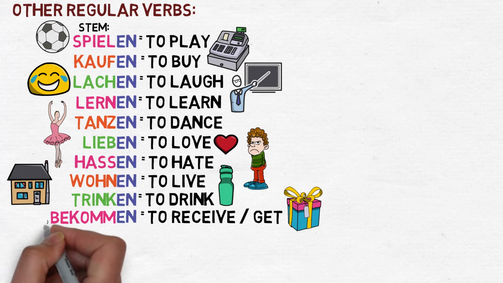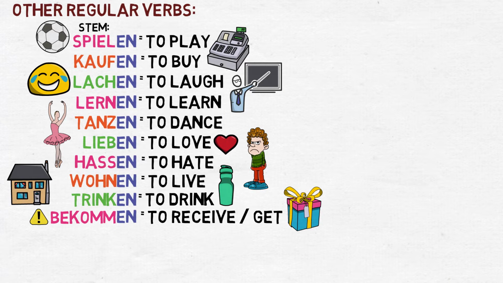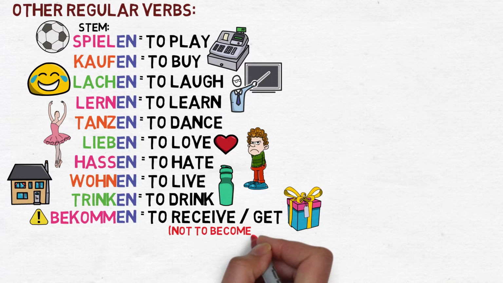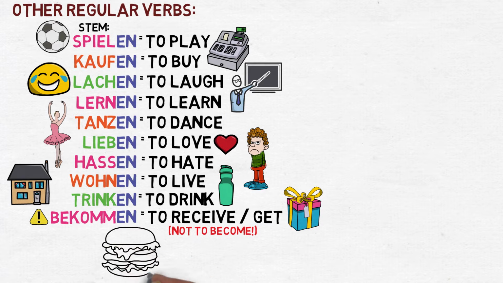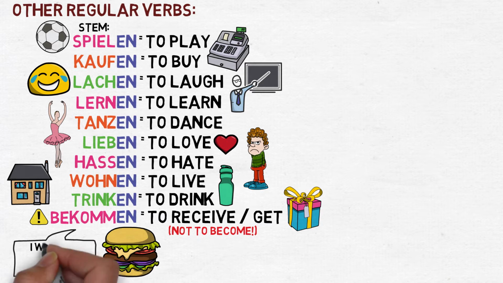Be careful not to confuse the English verb to become with the German verb bekommen, to get or to receive. I once heard a German make this mistake while ordering a McDonald's in the UK and ended up saying, "I want to become a cheeseburger."